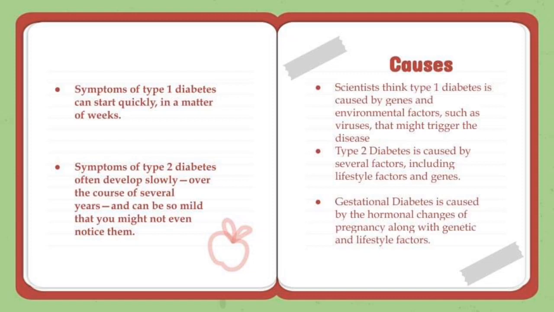Scientists think type 1 diabetes is caused by genes and environmental factors such as viruses that might trigger the disease. Type 2 diabetes is caused by several factors including lifestyle factors and genes. Gestational diabetes is caused by the hormonal changes of pregnancy along with genetic and lifestyle factors.